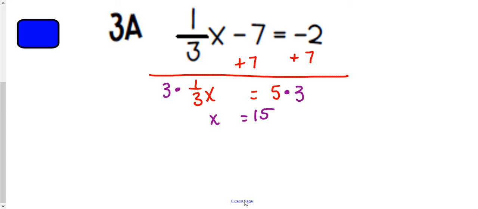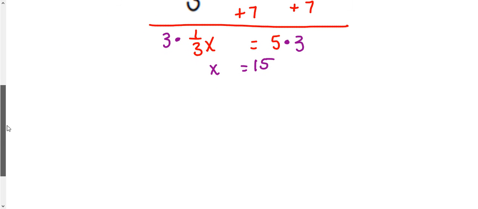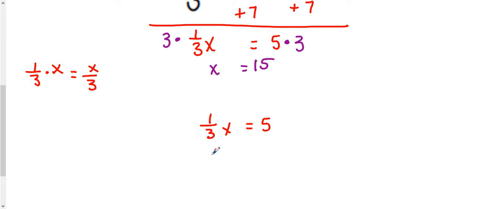Let's look at another way we could have thought about this, more than one way to solve. When we had 1/3 x equal to 5, we could think about that 1/3 times x is really x divided by 3. So we could have substituted that and said x divided by 3 is equal to 5, and then we could have multiplied by 3, which is what we did when we multiplied by the reciprocal.